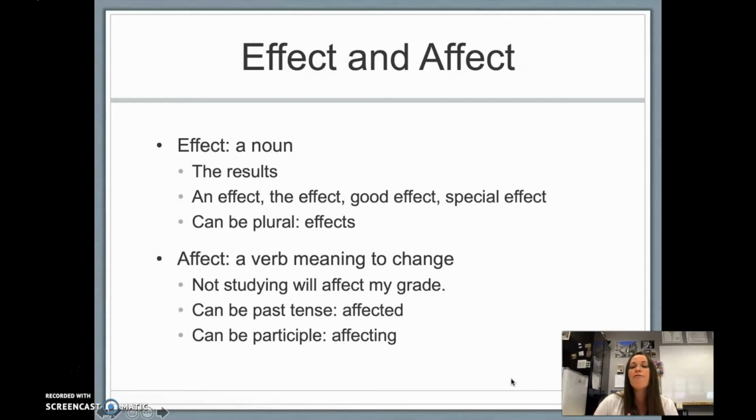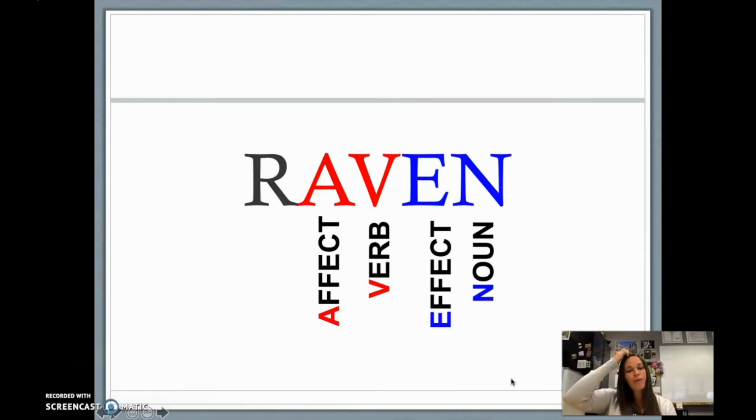Not studying will affect my grade. So it's something that is happening, versus effect, where nothing's happening. It is a something, okay? Affect can be past tense, like affected, or it can be a participle, like we are affecting, okay? A good way to remember this is the word raven, because if you spell it out, affect verb, effect noun, A-V-E-N, right?